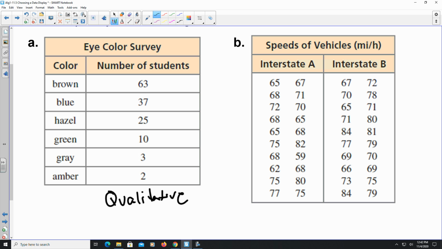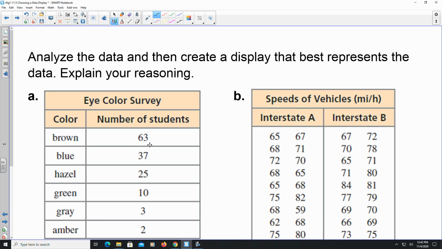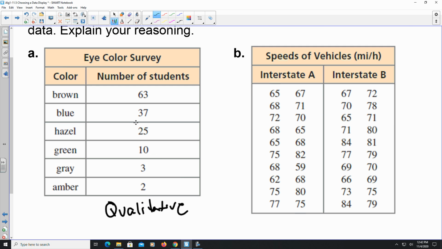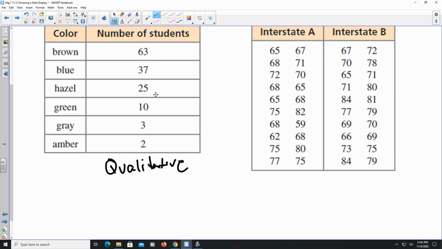Since it's qualitative, the best way to represent this data is through a circle graph. First, to create a circle graph, you have to add up the total number of people. If you add 63 plus 37 plus 25 plus 10 plus 3 plus 2, you get a total of 140 students that participated in the survey.